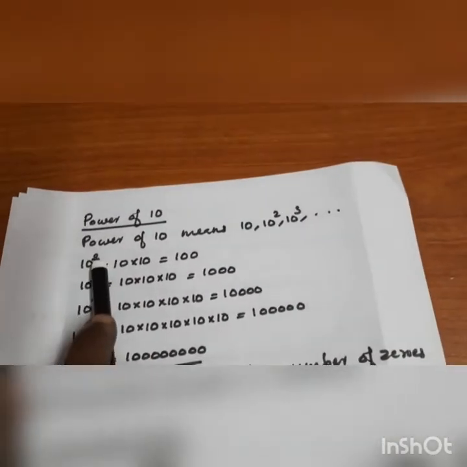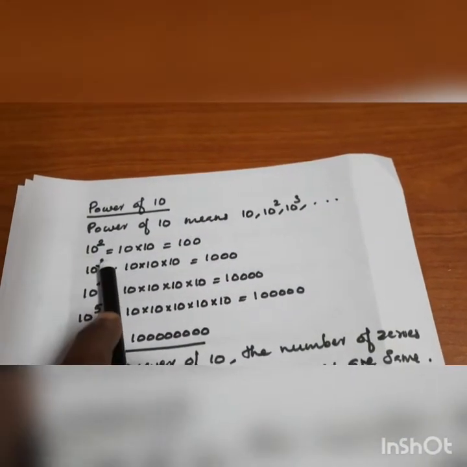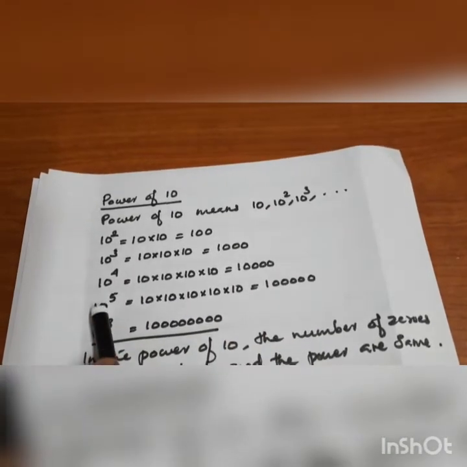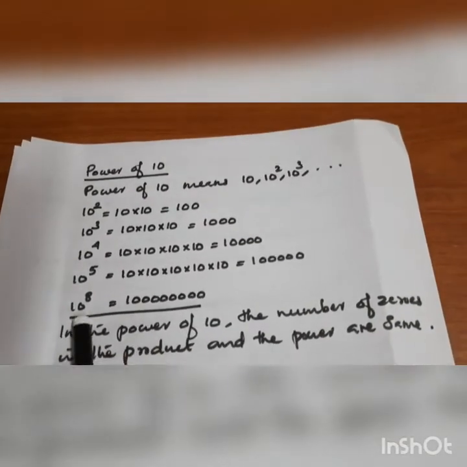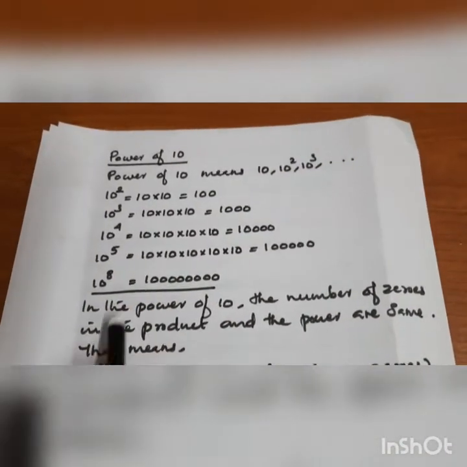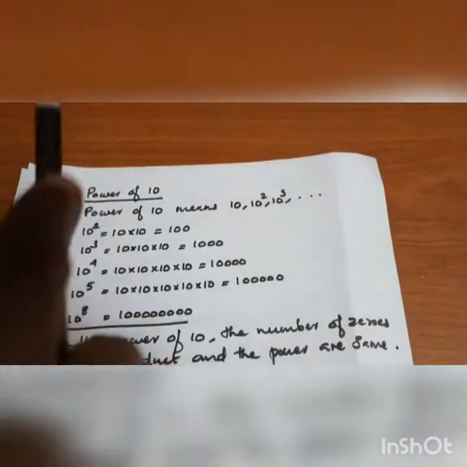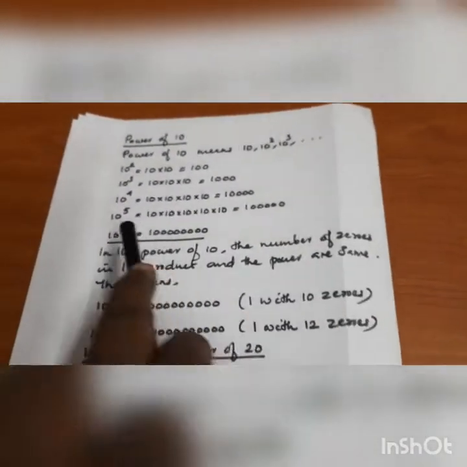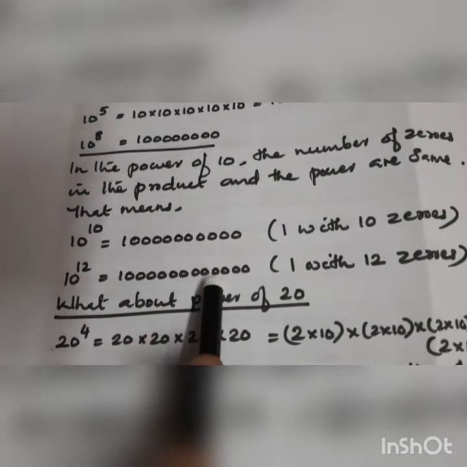Here, check. Here 10 raised to 2. Then in the answer, how many zeros? 2 zeros. In 10 raised to 3, how many zeros are there? 3 zeros. 10 raised to 4, 4 zeros. 10 raised to 5, 5 zeros. Therefore, in 10 raised to 8, how many zeros are there? 8 zeros. 1 with 8 zeros. In the power of 10, the number of zeros in the product and the power are the same. That much zeros are in the answer. That means 10 raised to 10 means 1 with 10 zeros. 10 raised to 12 means 1 with 12 zeros.